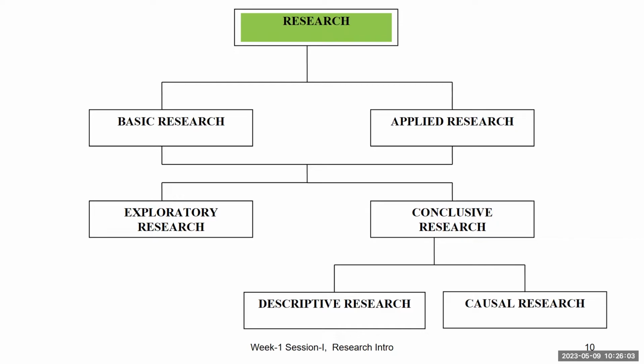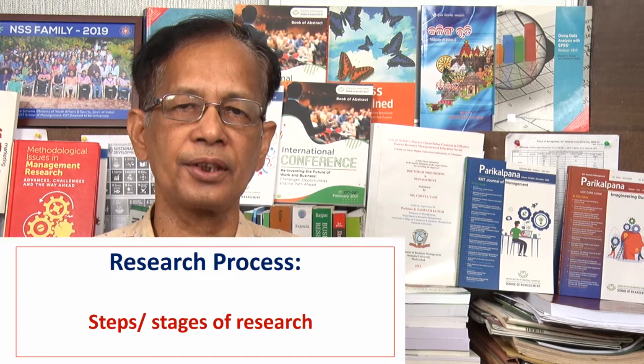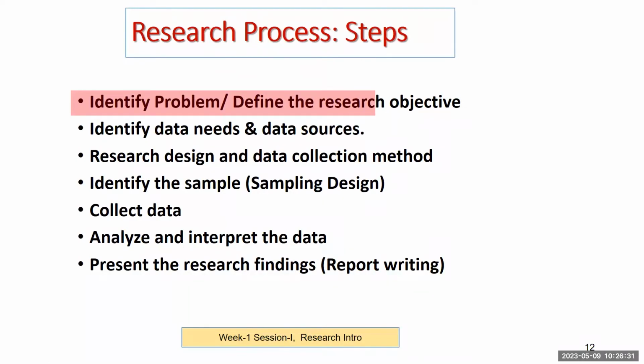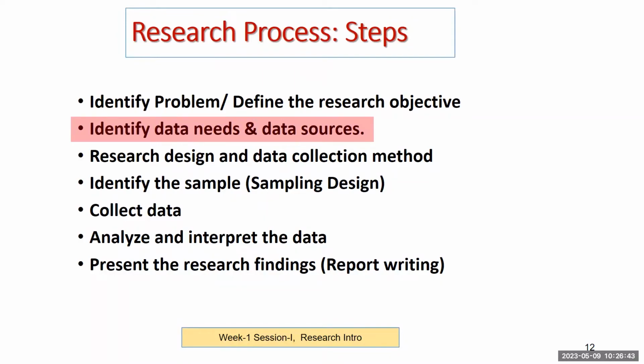Now, before we illustrate one example of causal research, let's first try to understand the possible stages of research. In a structured way, in any research, these could be the following steps or stages. First, to start a research, we need to have a clear-cut idea about the research issue or the research objective. It must be defined clearly, and we have to identify the research problem. Once it is identified or defined, we have to identify if we will be needing data, what type of data, and we need the data sources from where we will be collecting the data.